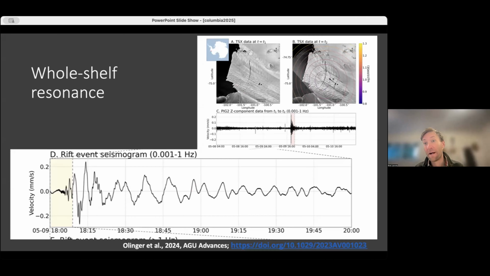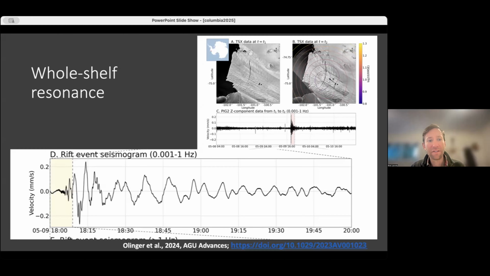It actually goes on for about a day if you look all the way down to when it goes back to the noise level. So after this fracture propagated, the whole ice shelf resonated at its normal mode frequencies of about 90 seconds. And okay, that's cool, but we actually already had a theory for that, so it's not necessarily the most revolutionary thing ever. I think we may have anticipated that this happened.